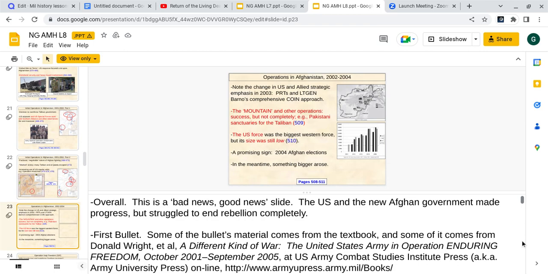As for the U.S. force, the U.S. force was the biggest Western force, but we still had a low size. Even though we were the biggest Western force, the size was still low for U.S. force operations in Afghanistan.